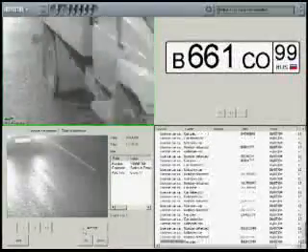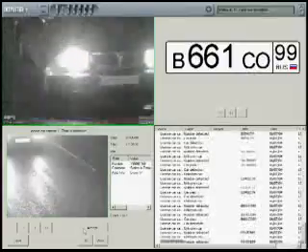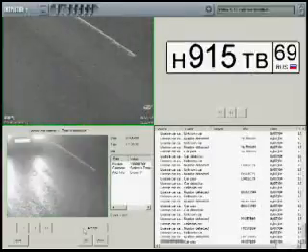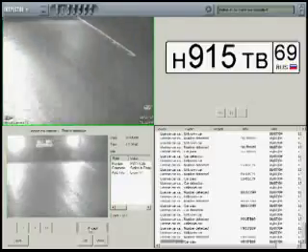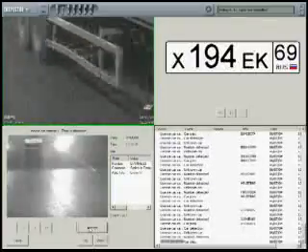In this scenario, we're seeing a camera reading license plates and recording the license plates into a database for subsequent use. They're also taking images of cars as they go by.